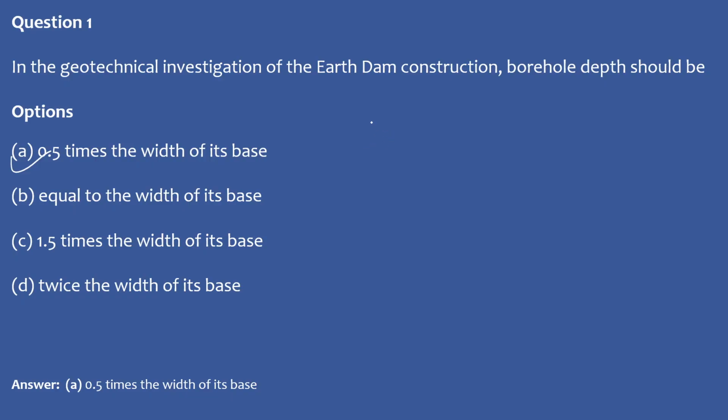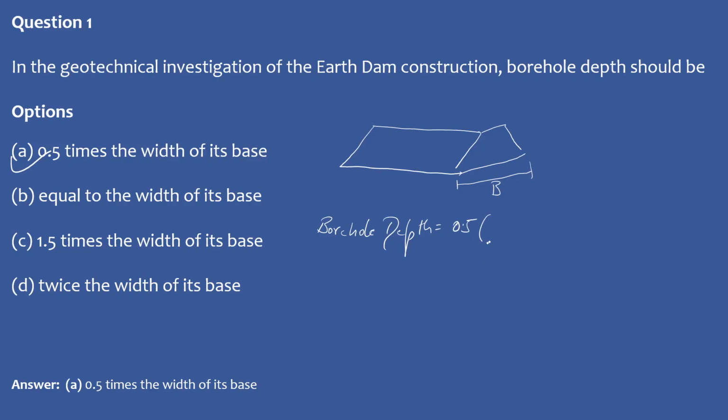So let's say this is your particular earthen dam. Let's say this is your width. This borehole depth should be 0.5 times the B.